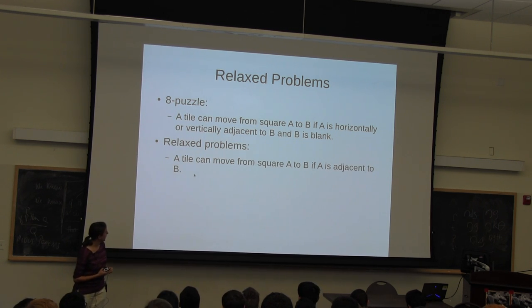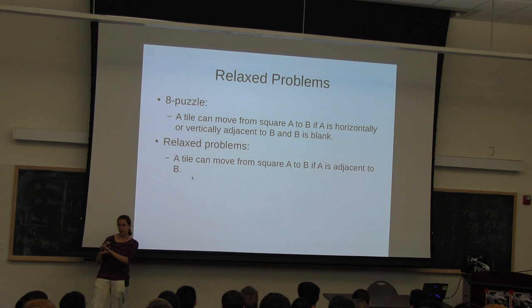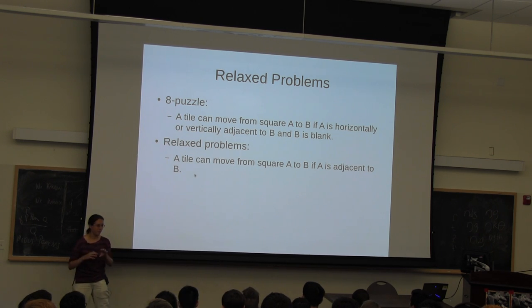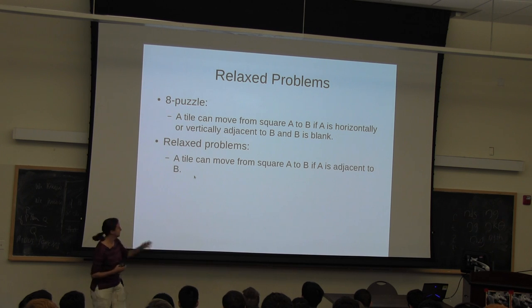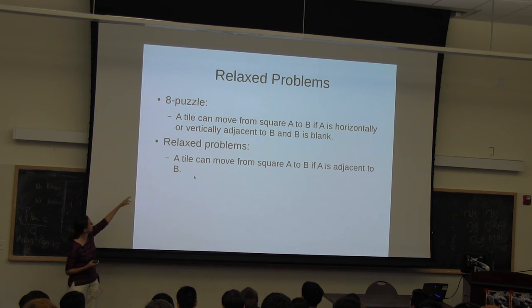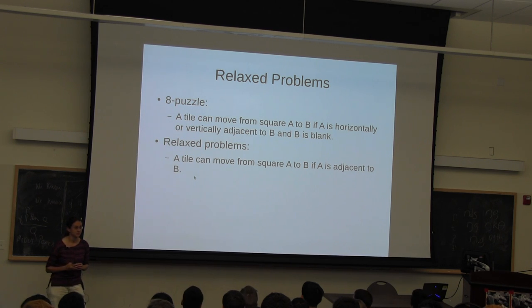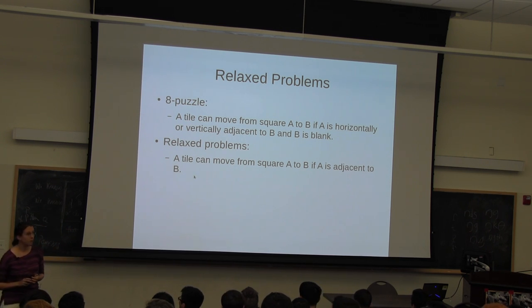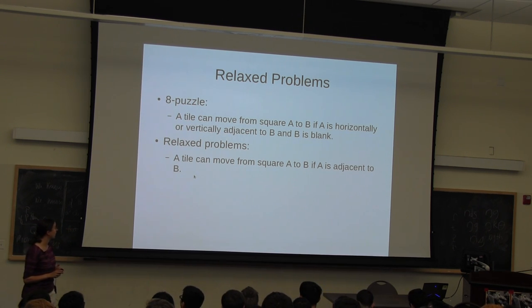So here's one version. A tile can move from square A to B if A is adjacent to B. So B doesn't have to be blank, right? And it's okay if two tiles are in one square. So this is easier than the original problem. Why? Yeah, we're removing a constraint. There's a lot more moves that are allowed.